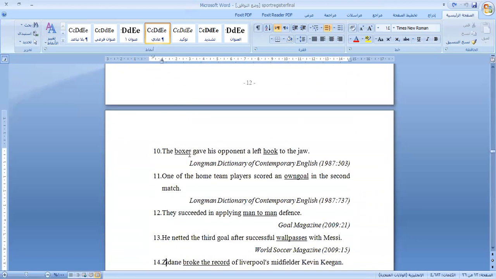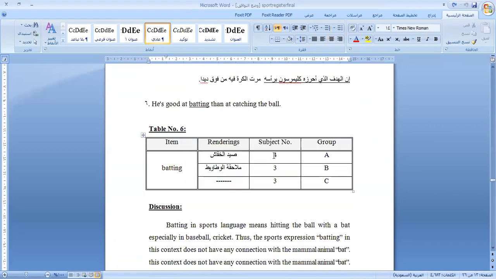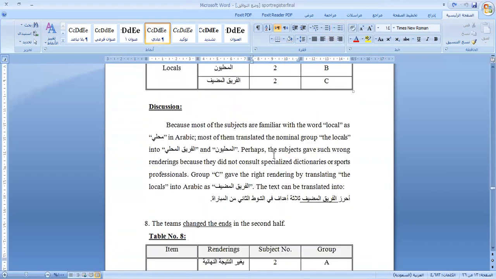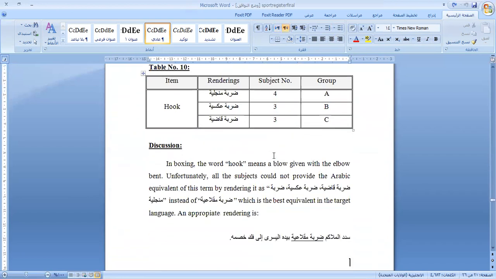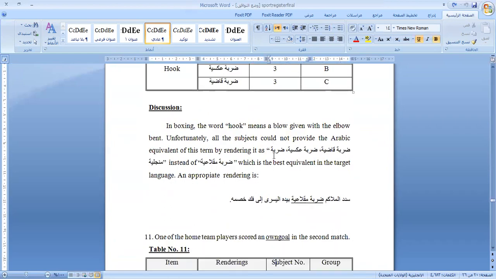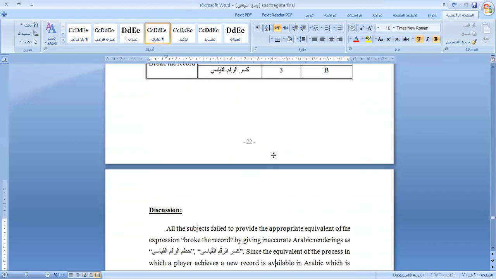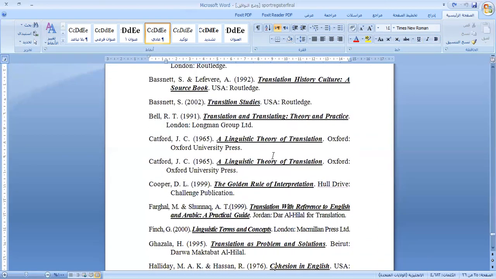Coming to the sentence: the boxer gave his opponent a left hook to the jaw. Here, left hook refers to a sling-like blow, which is found only in boxing, meaning the boxer delivered a left-handed hook to his opponent's jaw. Actually, these are some of the sport technical terms, or terms related to sport.